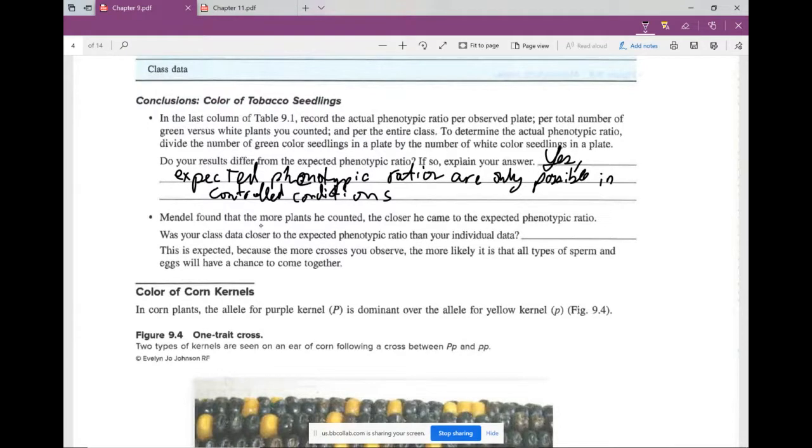Was your class data closer to the expected phenotypic ratios? And the answer should be yes. Okay. And the reason for that is you have a larger sample size. I know it doesn't ask the reason, but we'll write it down anyway.